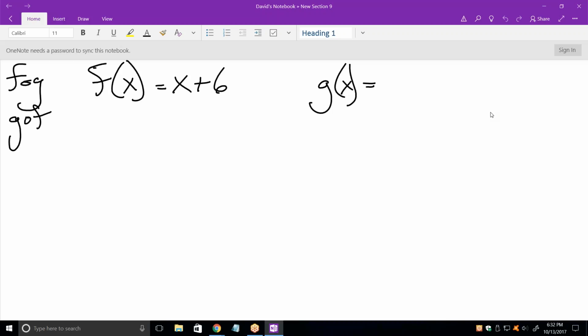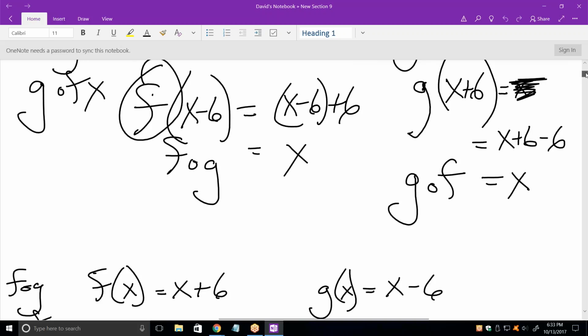Oh, the last question, did it ask for the domain or not? I don't remember what the last question asked, but it says the domain of f of g of x is blank. It says type your answer in interval notation. Okay, what is it? If we back up, we got f of g is equal to x.